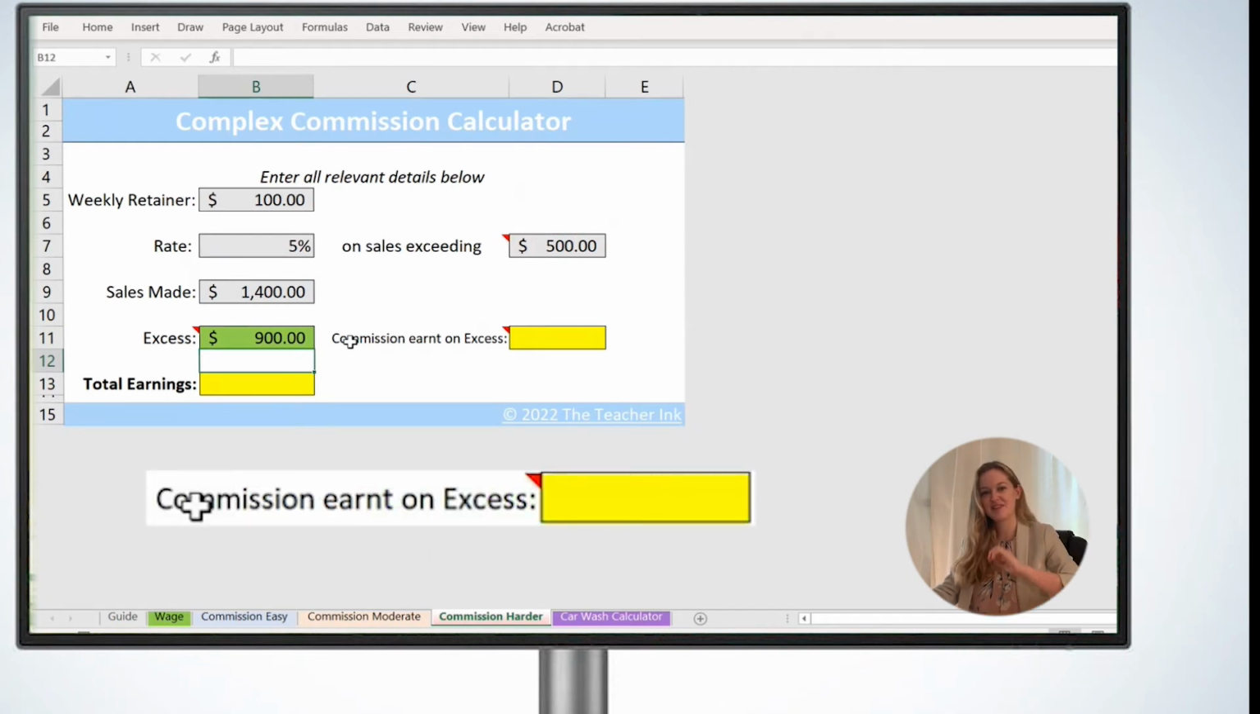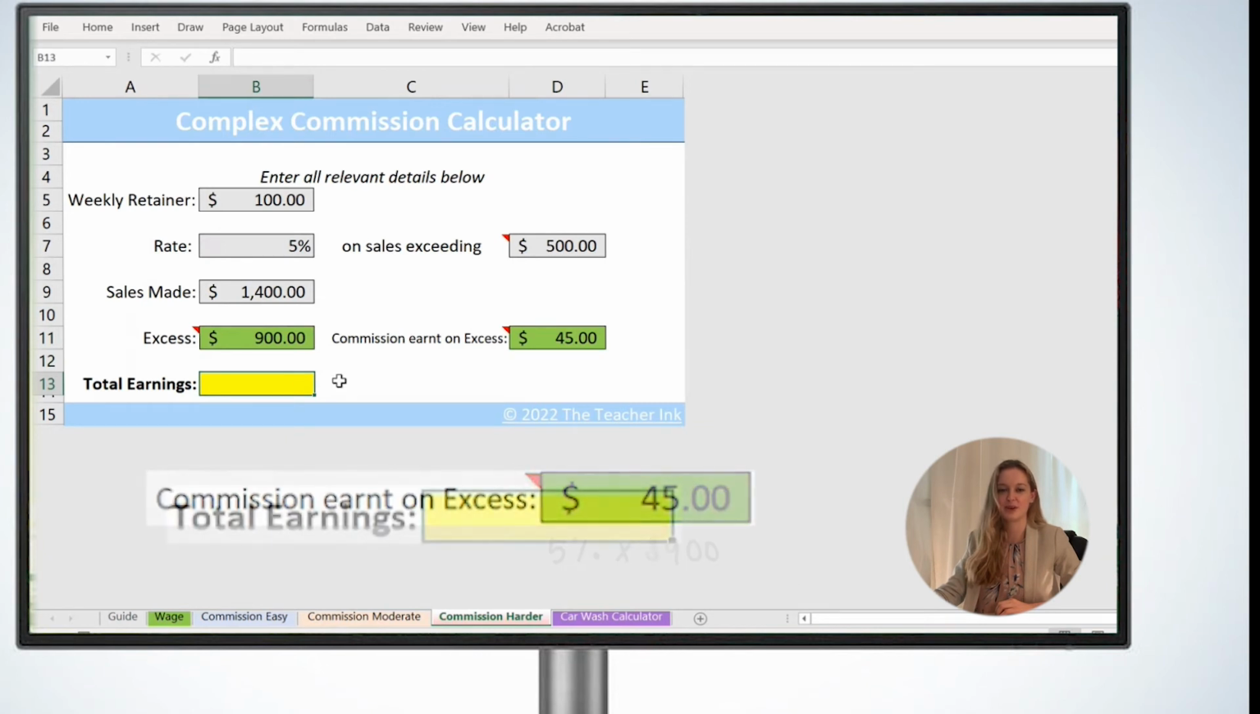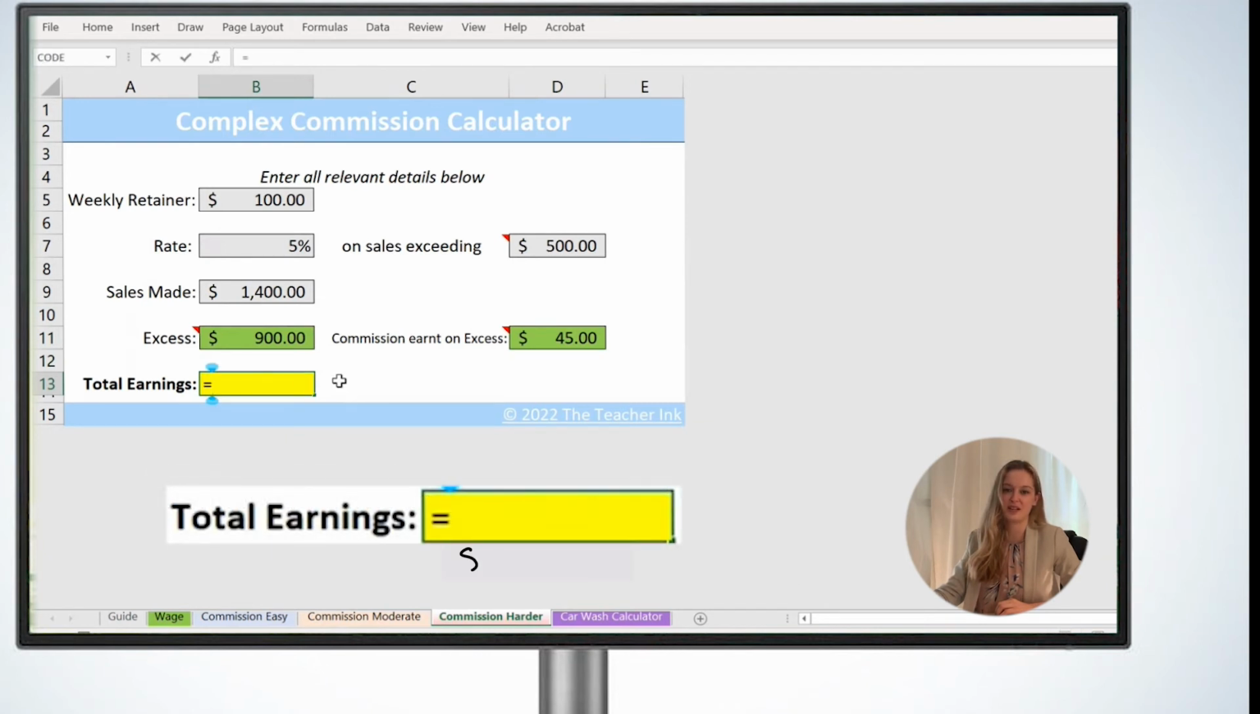Perfect. The next cell is asking me to calculate the commission that I would have earned on that $900. My rate is 5%. So it should be 5% of 900, or 5% multiplied by 900. Lastly, for this worksheet, let's determine how much money this employee should be paid in total. My total earnings should be my commission plus my weekly retainer. Our formulas work perfectly in this example. You can change your sales made to $10,000 if you like, and it will still work.